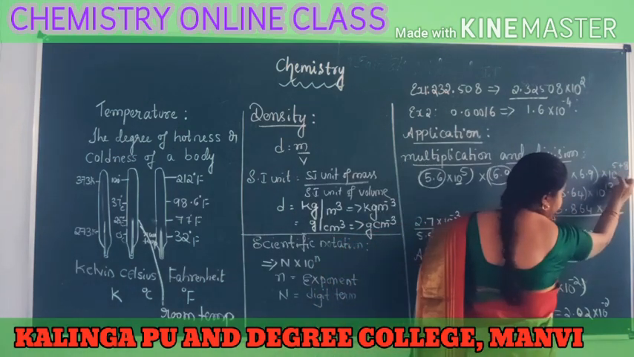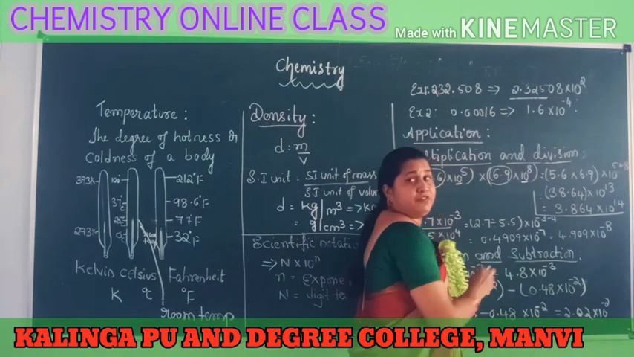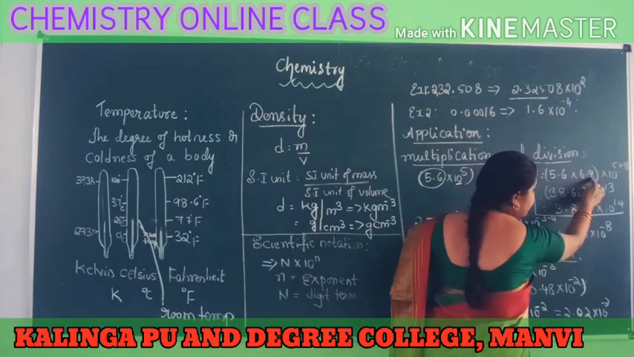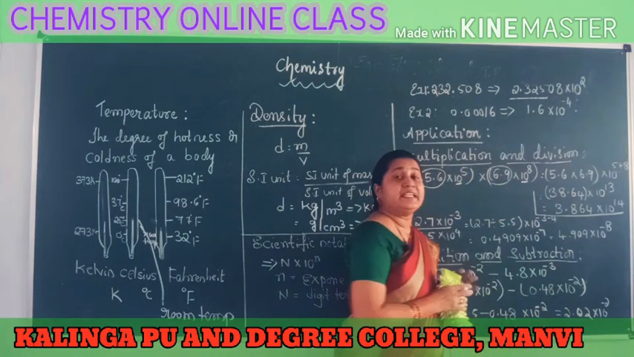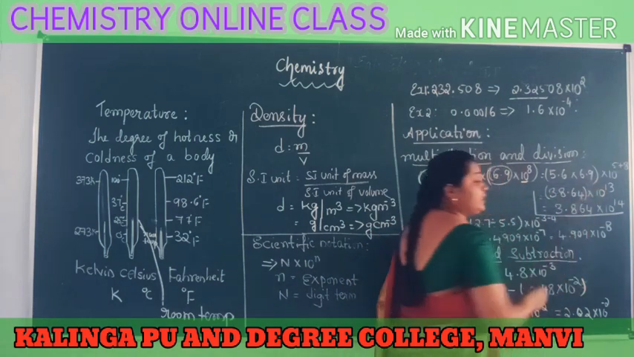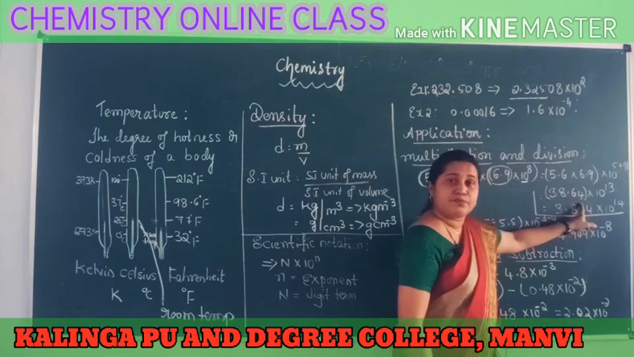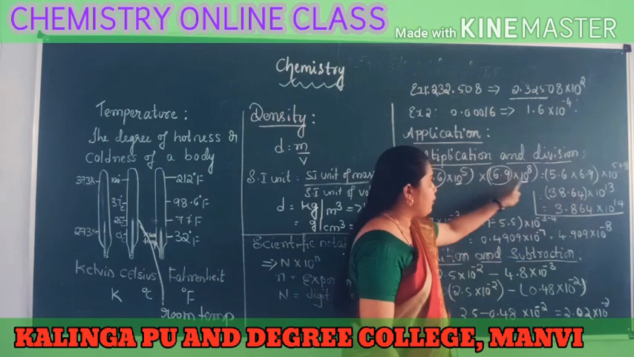Suppose 10 power 5 into 10 power 8. Bases 10 and 10 are equal. As bases are equal, exponents we add. So it becomes 10 power 5 plus 8, which we have directly written there. Then you can see that it will become 38.64 into 10 power 13.